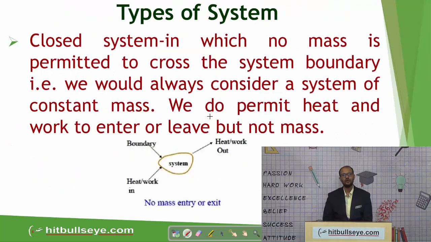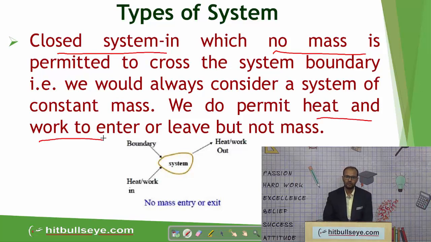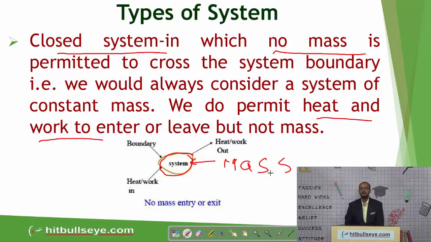Next is types of system. In thermodynamics, we have three types of system. First is closed system. Closed system are those systems in which no mass is permitted to cross the boundary of a system. But in closed system, heat and work can enter or leave the system boundary. Suppose we have a system. In this system, no mass can enter, but heat as well as work can enter or leave the boundary.